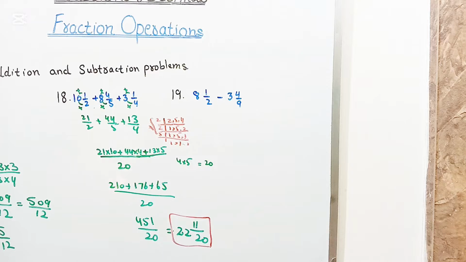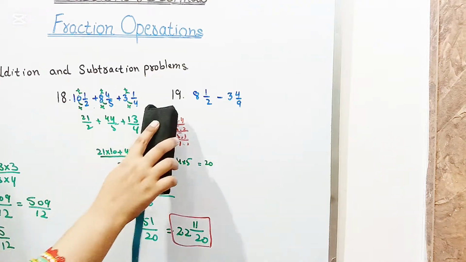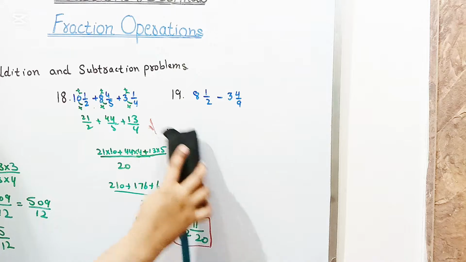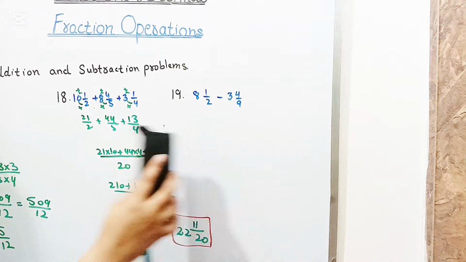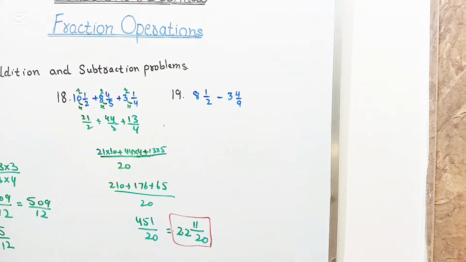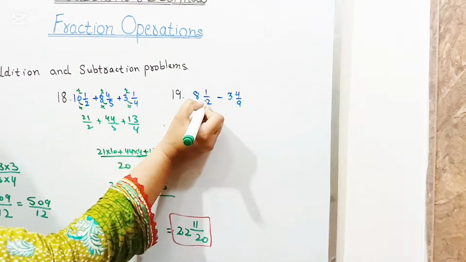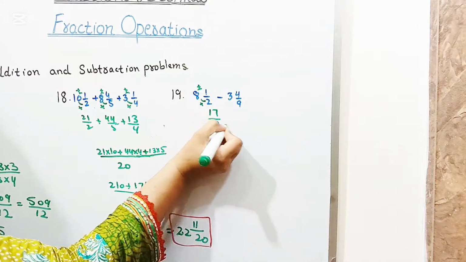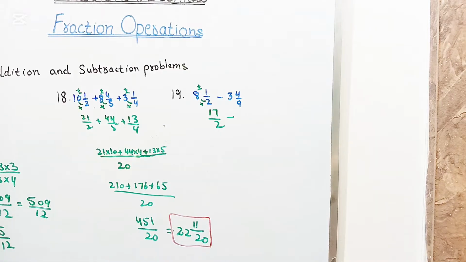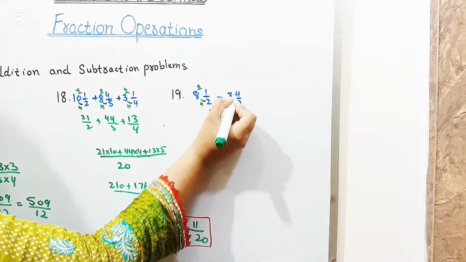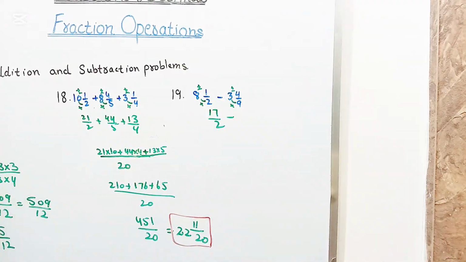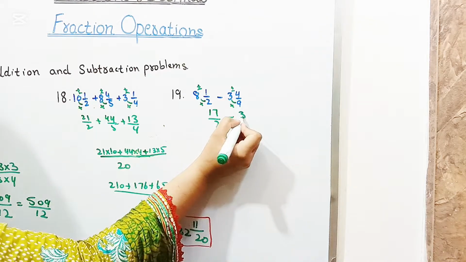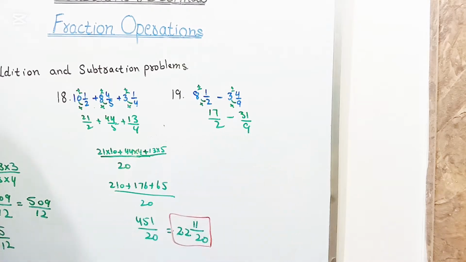Next question, question number 19. 8 1 over 2 minus 3 4 over 9. Then I again repeat it. We multiply and then we add them. 8 2s are 16 plus 1, 17 over 2, minus 9 3s are 27 plus 4, 31 divided by 9.